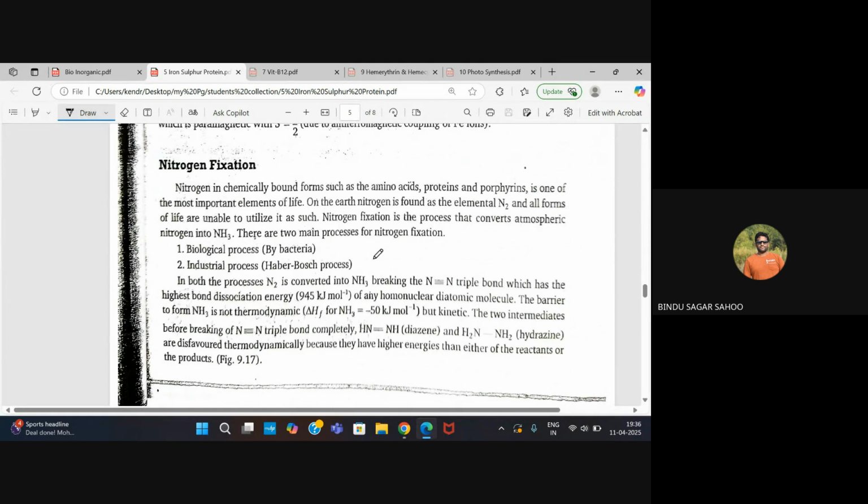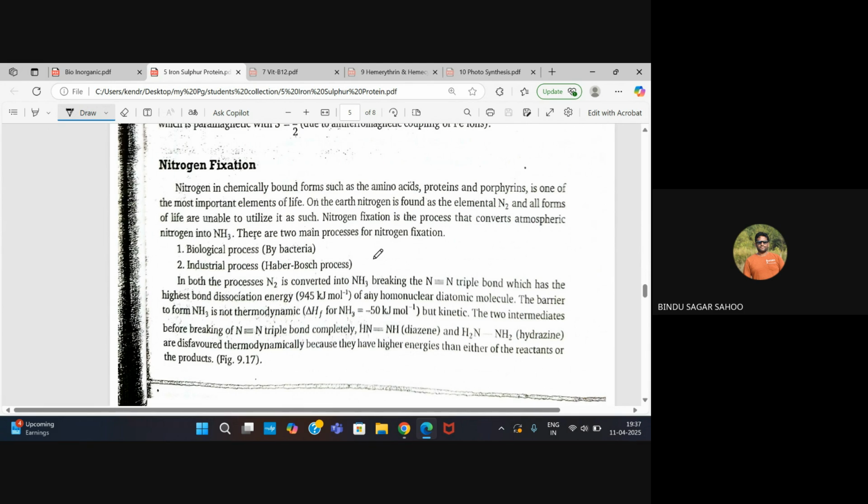Then we'll discuss nitrogen fixation. In the atmosphere, the maximum amount of diatomic gas available is nitrogen. But for our biological process, nitrogen is not available to our biological system in N2 form. We need to break the nitrogen. That means decomposition of the N2 molecule is necessary.